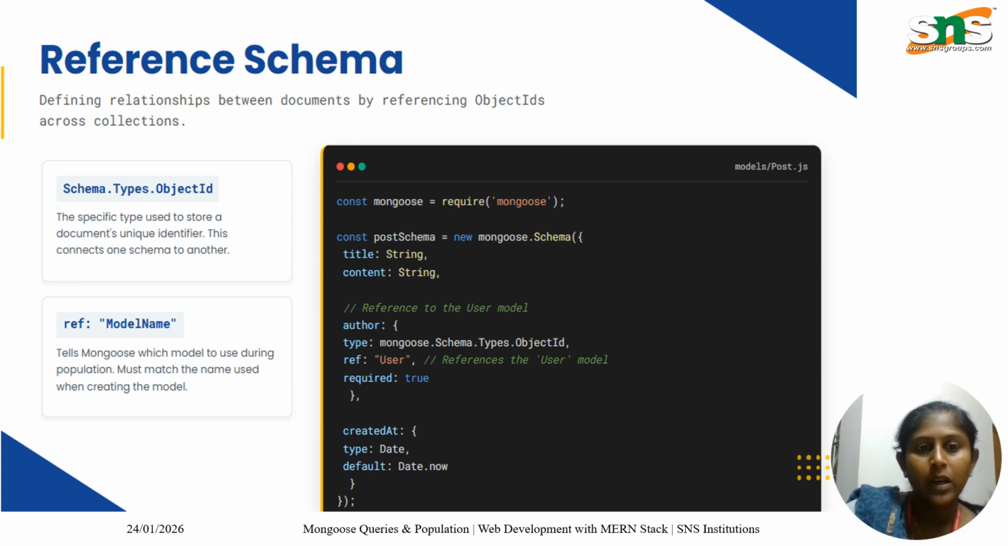So conceptually, one collection stores users. Another collection stores posts. The post references the user via an ID.